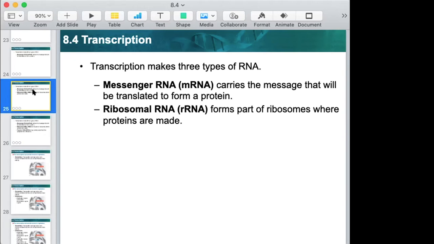Aren't they using like messenger RNA to make the vaccine or something? Oh yeah, exactly. Yeah, that's right. That's a good catch.